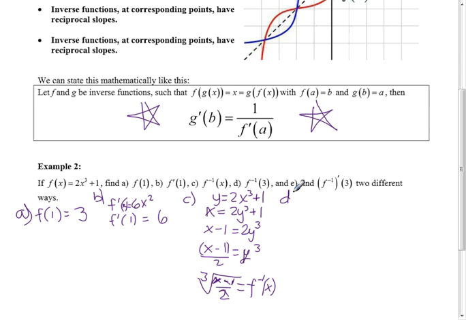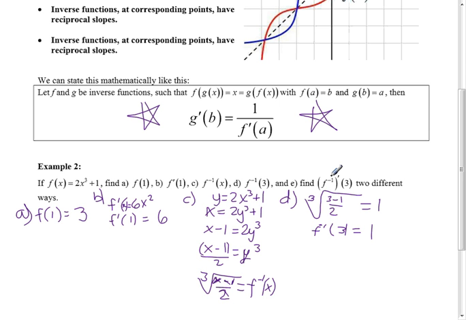Now we use that inverse function to find the inverse of 3. So I plug in 3 minus 1 over 2, cube root of that. Cube root of 1 is just 1. So the inverse function value evaluated at 3, oops, that should be f to the negative 1, f inverse of 3, equals 1.